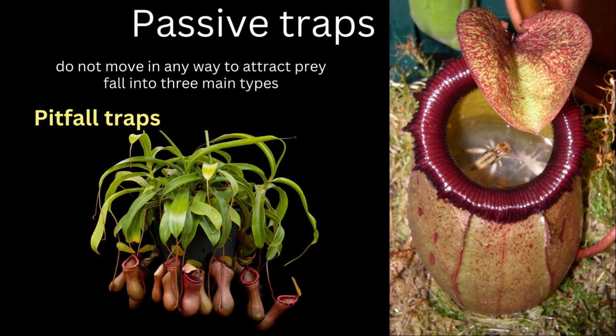First category is passive traps. These kinds of traps do not move in any way to attract prey or use any motion to catch their prey. These passive traps can be further broken down into pitfall traps, lobster pot traps, and passive flypaper traps. First, let's discuss the pitfall traps.